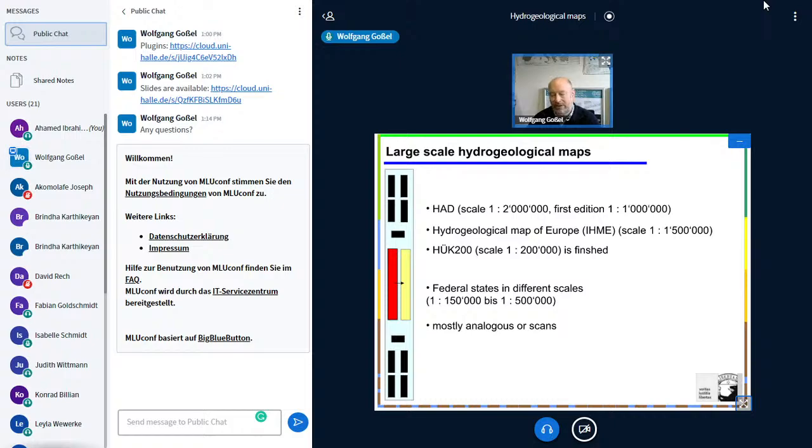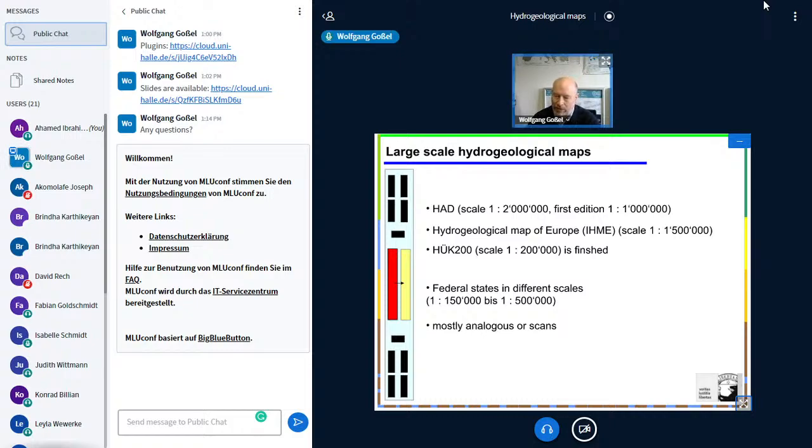This map was very, very important for the Water Framework Directive of the European Community, and therefore there was some strong advice to finish this map as soon as possible. And it's quite a good map.